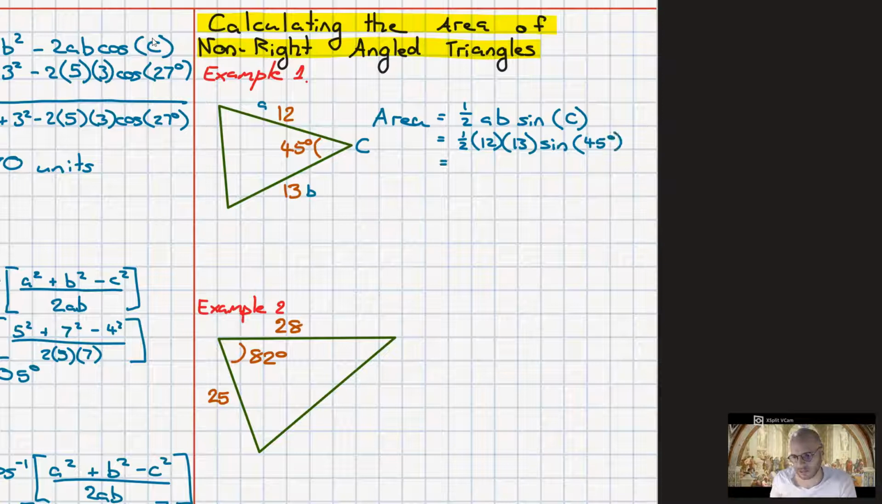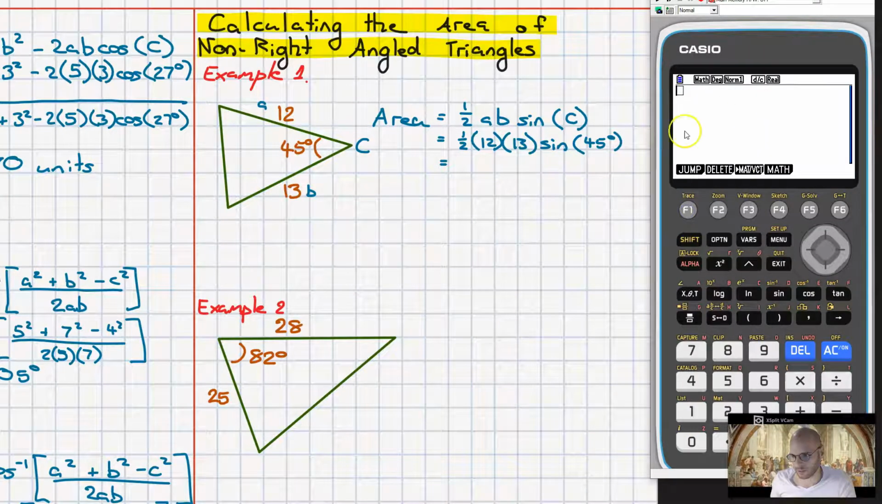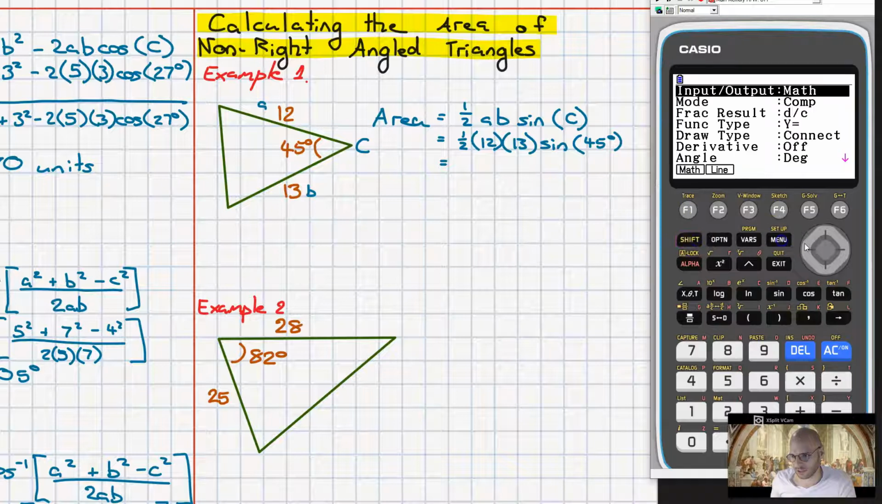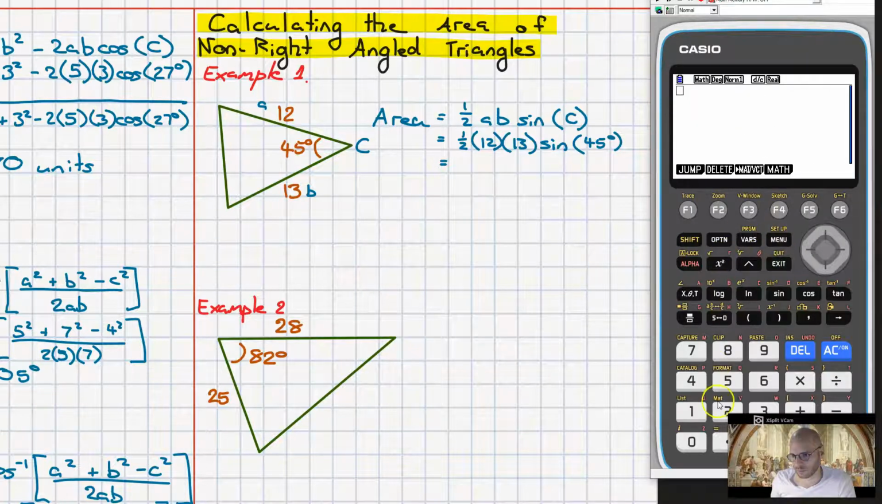Alright, now it's time to bring up the calculator. So up we come, and we go into mode 1. Now I'm going to clear all of my memory because I don't know what's in there, and then I'm going to double check that I'm working in degrees. In this case, I am. I'm going to go exit, and now it's time to put in the formula.